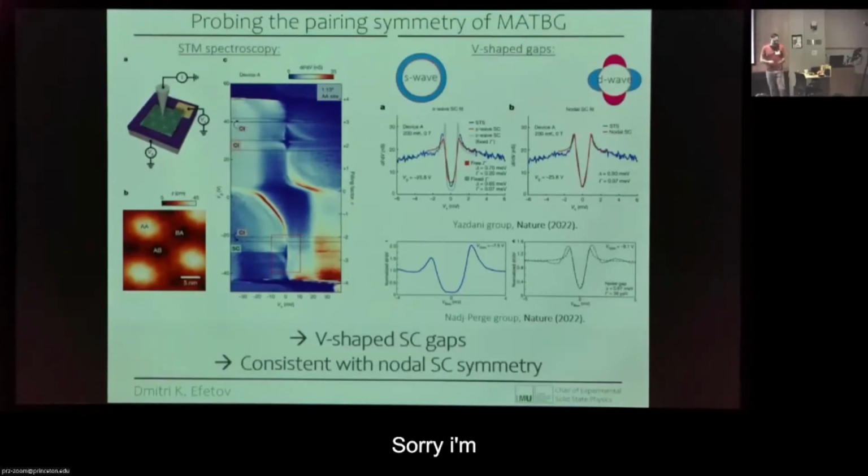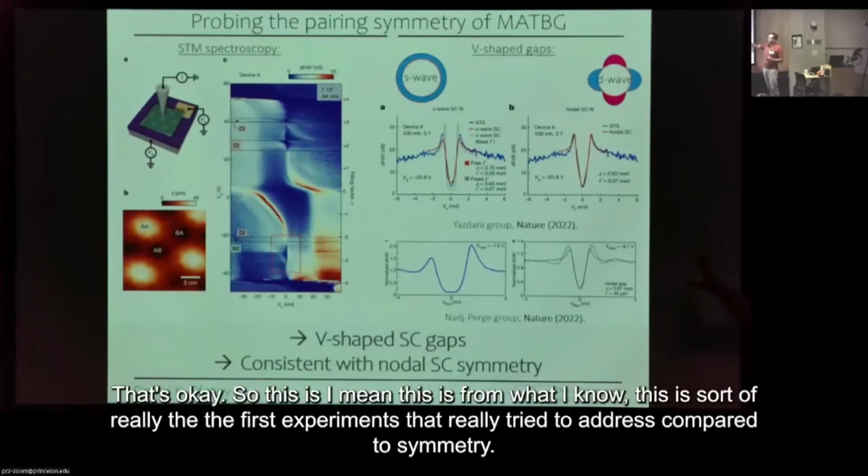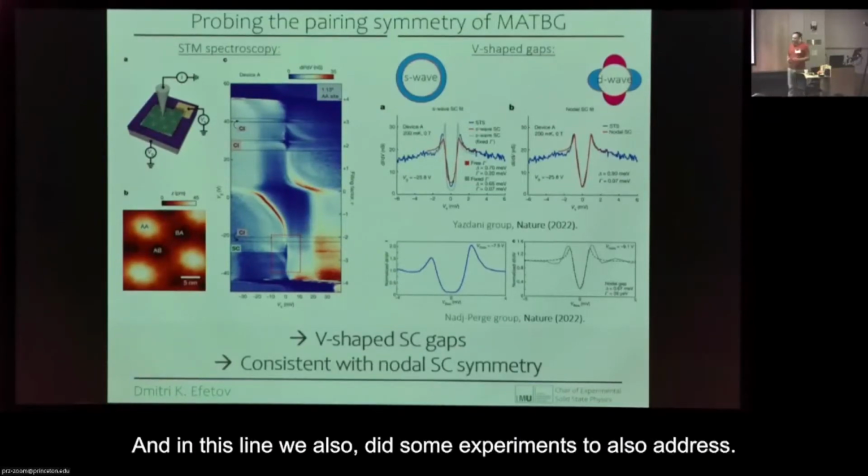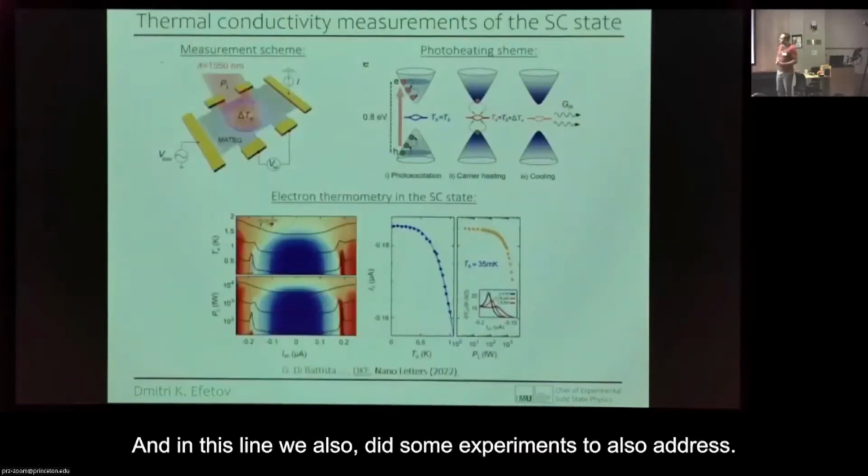From what I know, these were really the first experiments that try to address the pairing symmetry question, and I think this is really the first step towards understanding the pairing mechanism. In this line, we also did some experiments to address this. What we did is we tried to measure thermal conductivity in the superconducting state.